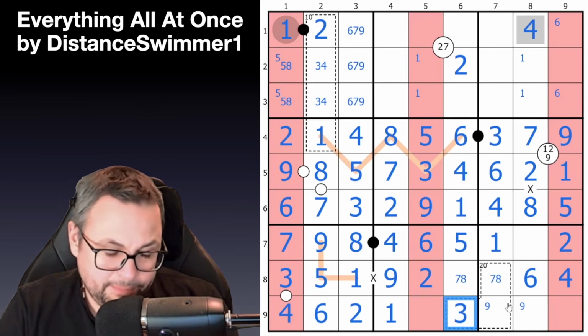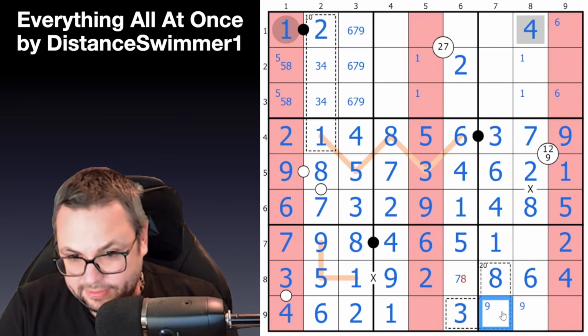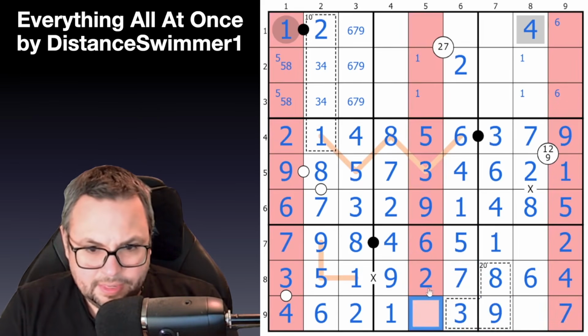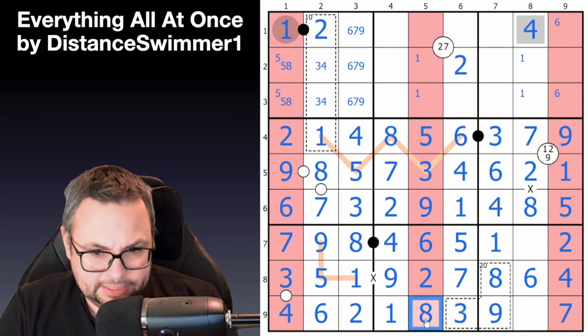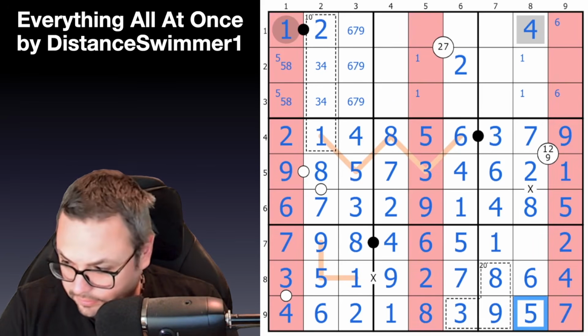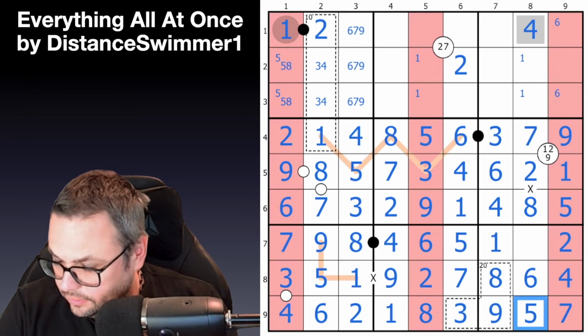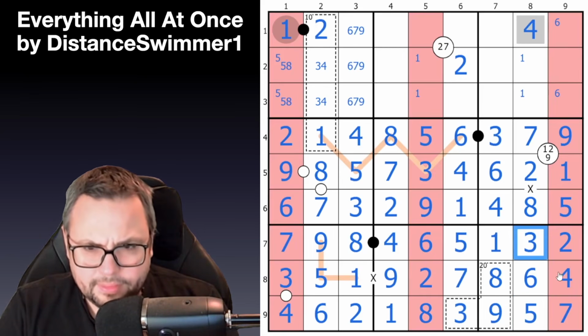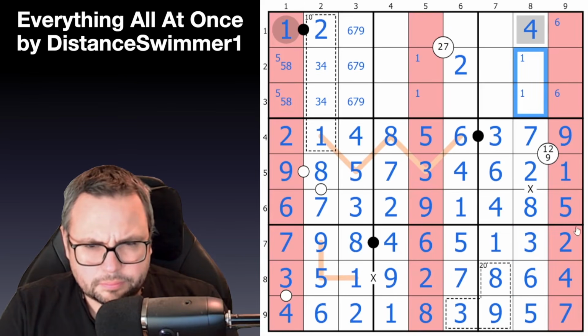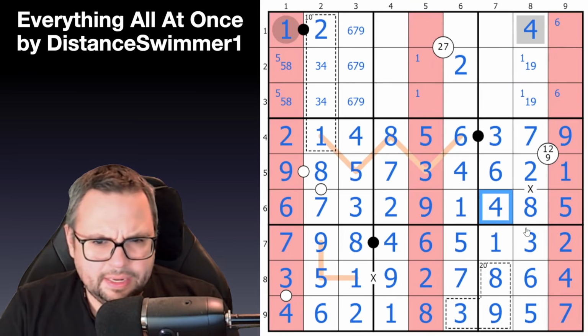So that's the 3. Remember, that means that this 20 cage needs an 8 and a 9. So that's a 7. That's a 7. Let's see. That's an 8. Plopping a 5 there in all kinds of ways. This is a 3. These are 1 and 9, I see. Just by the column.